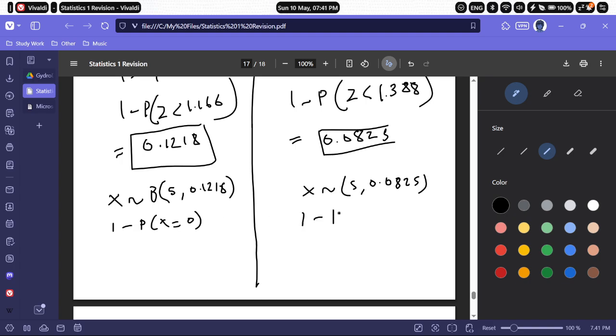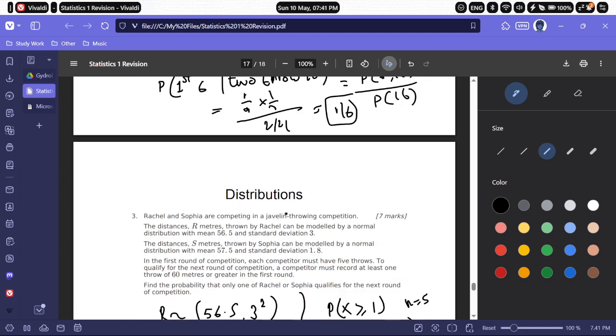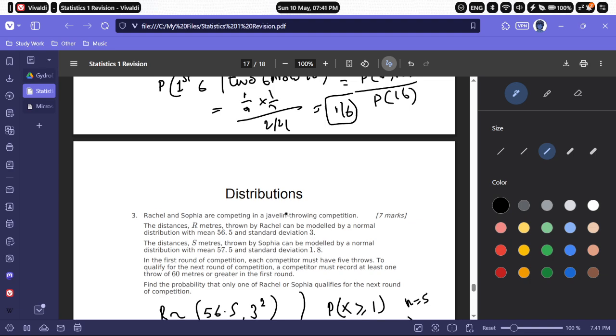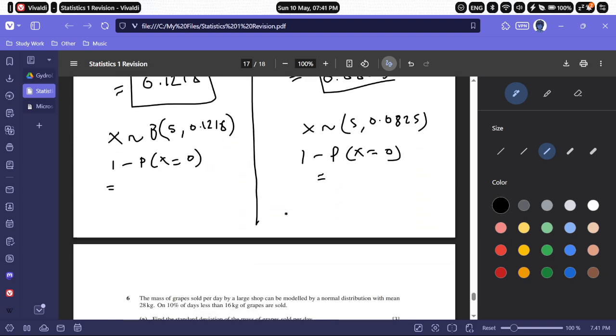So I'll just use my calculator at this point to calculate the probability that Sophia or Rachel throw more than 60 meters in at least one out of 5 throws. You basically have to find that out. In fact, you can just use your calculator to do that, but make sure you show the working.